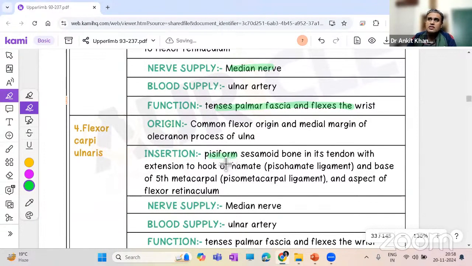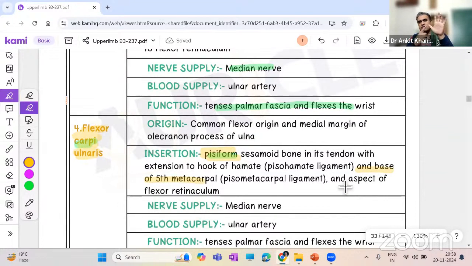Remember the pisiform bone we have discussed in osteology also. It is a sesamoid bone of the tendon of flexor carpi ulnaris. So the pisiform bone, we should remember. The pisiform and this flexor carpi ulnaris are related, and going where? Into the base of the fifth metacarpal.